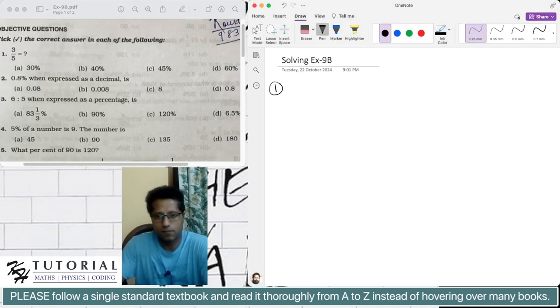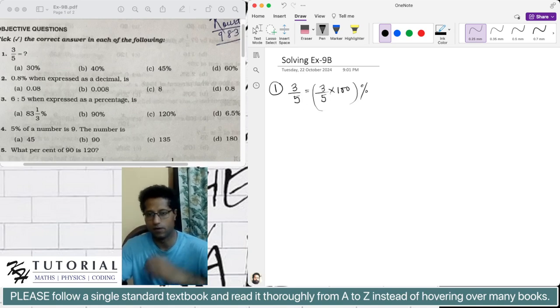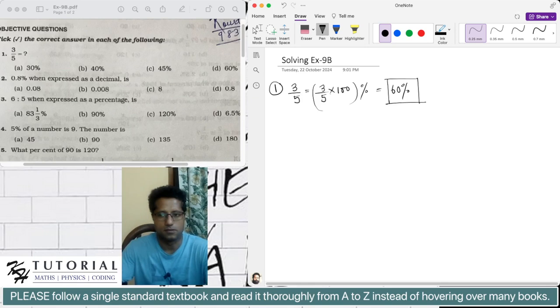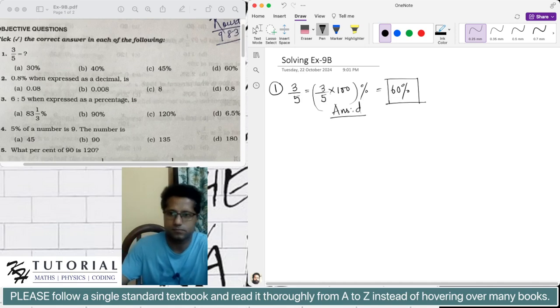So 3 by 5 is a fraction. We know, how do we convert a fraction to a percentage? We just multiply the fraction with 100 and that value becomes the percentage. So 3 by 5 is equal to 3 by 5 multiplied by 100 percentage, which is equal to 60 percentage. If you simplify 3 by 5 multiplied by 100, it is 60. So 3 by 5 fraction is equal to 60 percentage, and hence the correct choice is choice D. D is the correct choice.